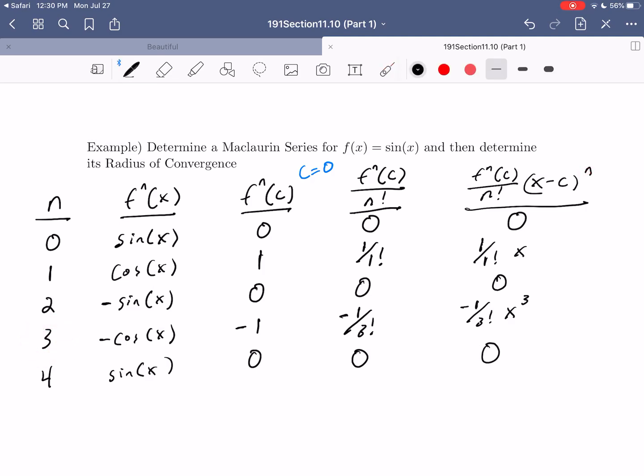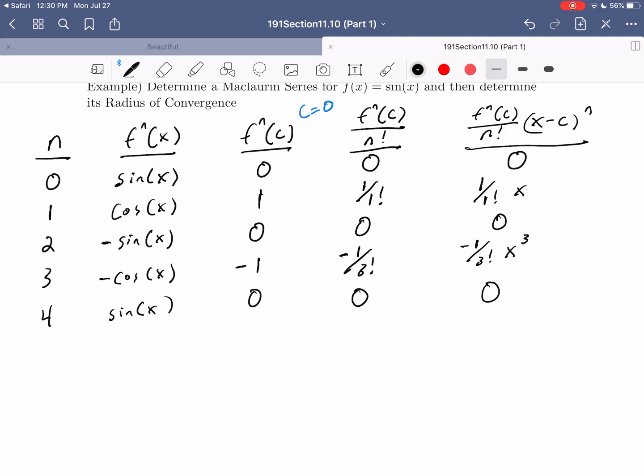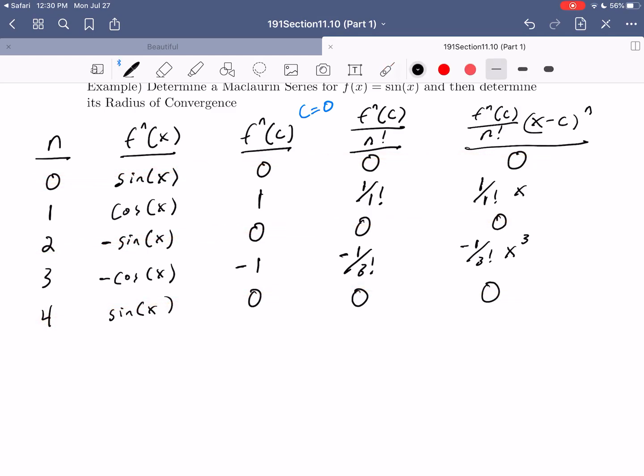Okay, so this is sort of special. There's several things that we should make note of here. Well, first thing we should probably notice is that we are only getting the odd terms. The even ones are always zeroing out here. So we're only going to have the odd terms. So, odd terms only.